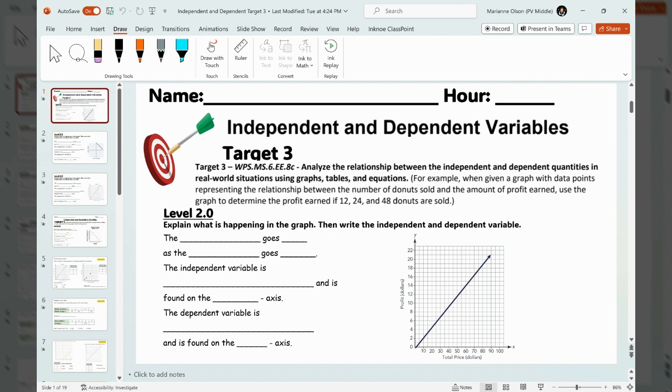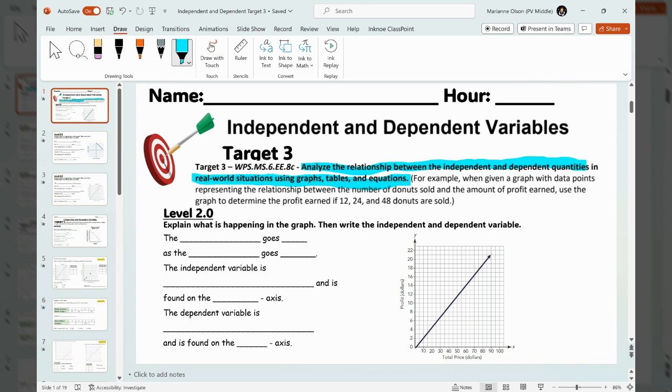In target 2, you worked on writing those equations. Now, what we're going to do is analyze the relationship between the independent and dependent quantities, the variables, in real world situations using graphs, tables, and equations. So, first thing, easiest thing is just to look at a graph and see if we can understand what this graph is talking about.